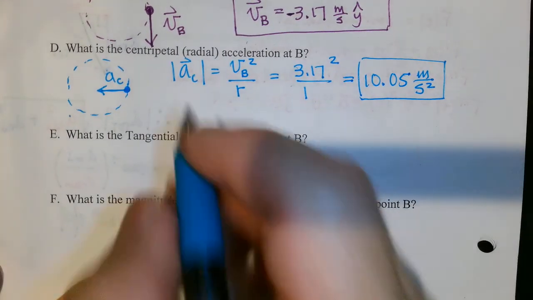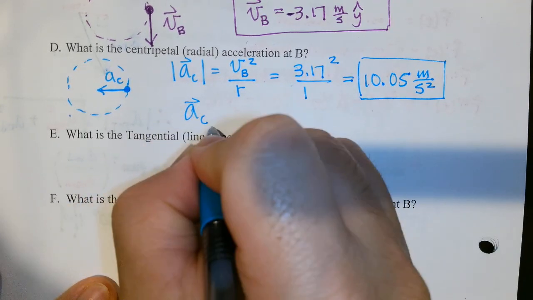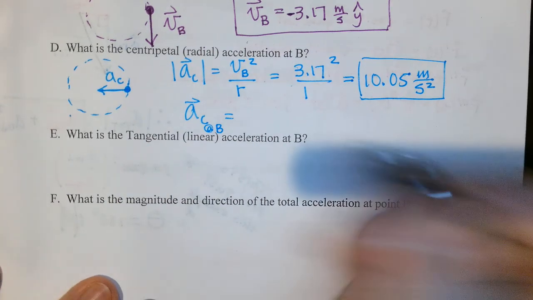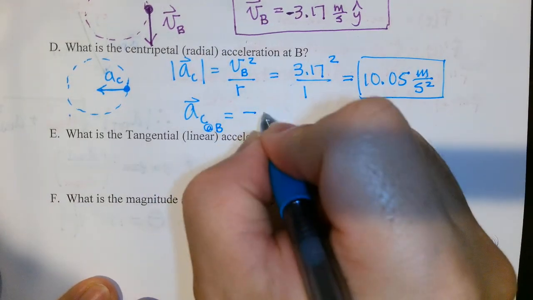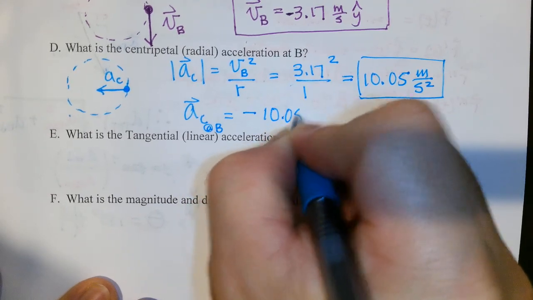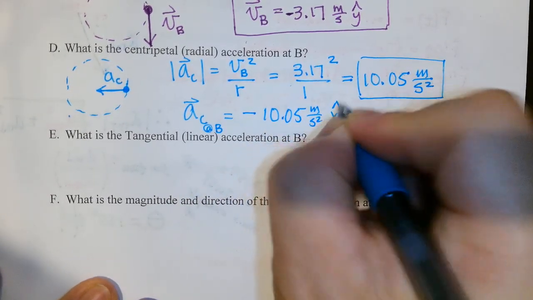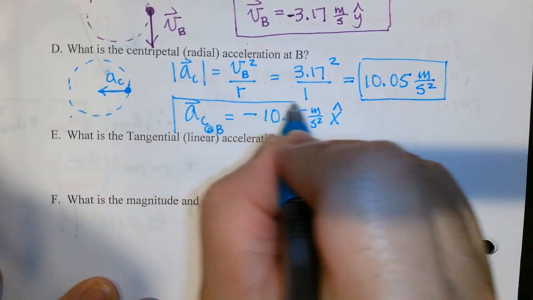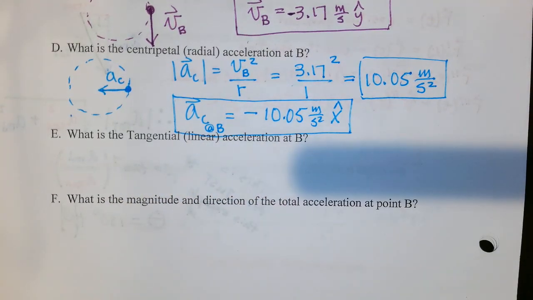Therefore, my radial acceleration at point B, since it's pointing to the left, is negative 10.05 meters per second squared x hat as my centripetal acceleration at point B.